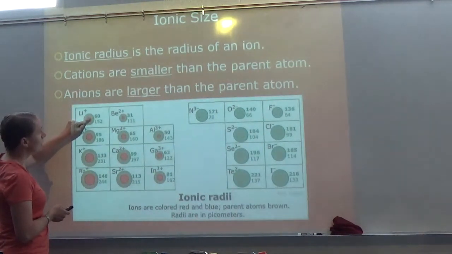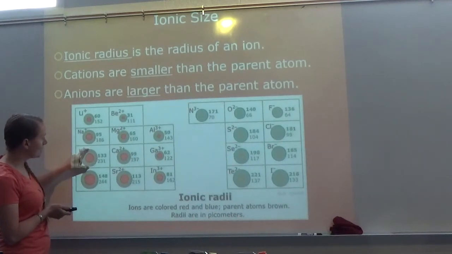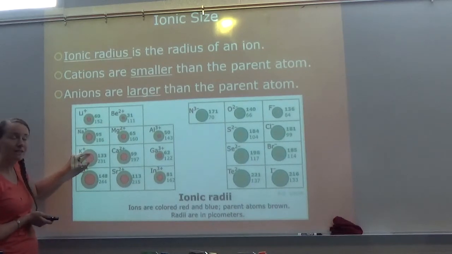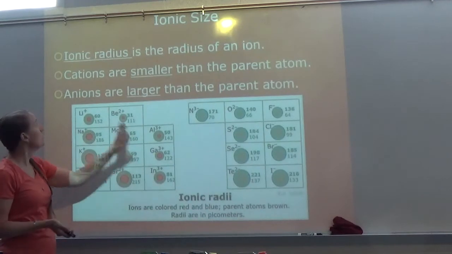Once it lost an electron, now it's much smaller. You can see the red circle. Same thing happens here. Here's potassium. It was this big. It lost an electron, and now it's this big. So our positive ones, you can see they get smaller each time.